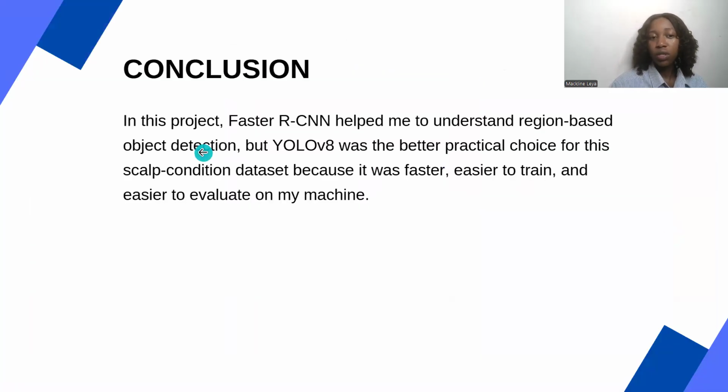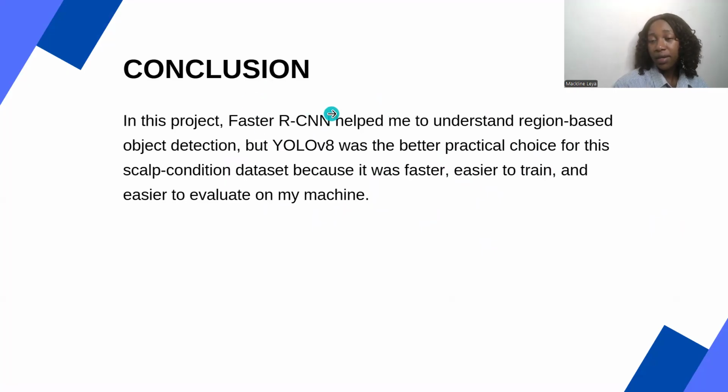So in conclusion, in this project, Faster RCNN helped me to understand region-based object detection, because remember, it is a two-stage detection model, but YOLO is a one-stage detection model. After understanding both of them, I had to select YOLO because it was the better practical choice for this condition dataset, because it was faster, easier to train, and easier to evaluate on my machine.